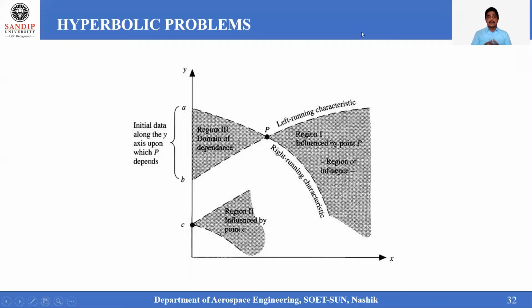Let us start with the hyperbolic problems, one of the classifications of the partial differential equation, that is, the hyperbolic equation. We have said that it is when the square root term of b square minus 4ac is greater than 0, so that is going to result in two real and distinct curves, which we are going to obtain in the hyperbolic problems.